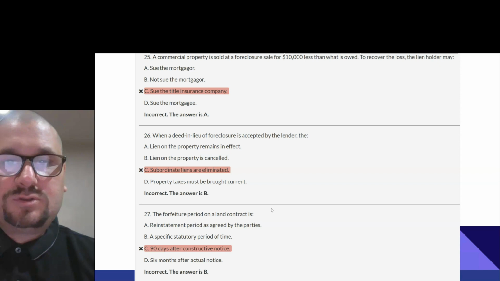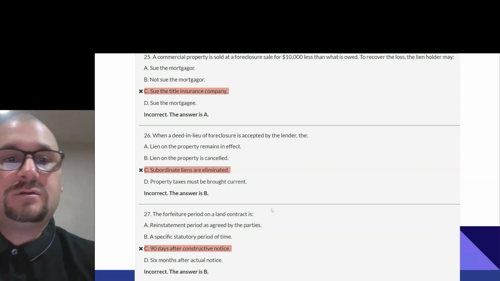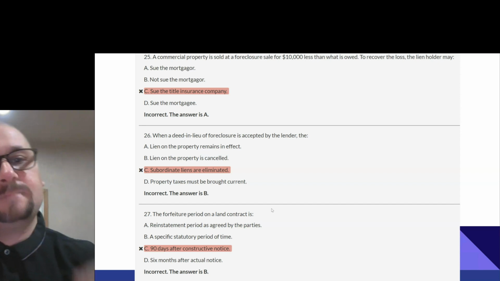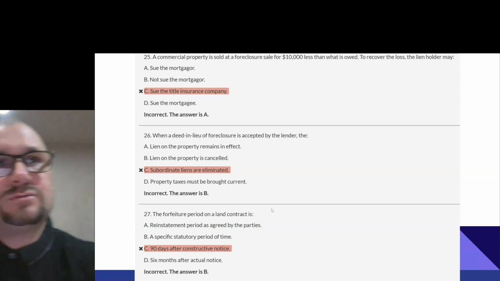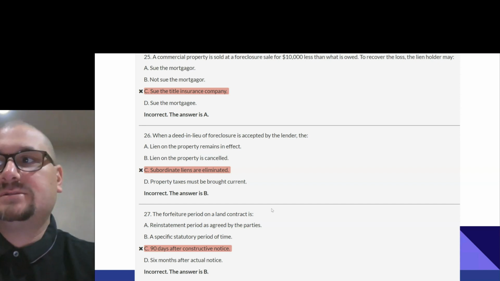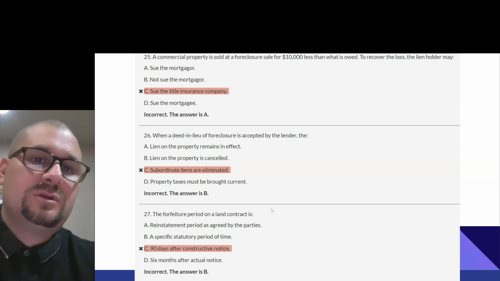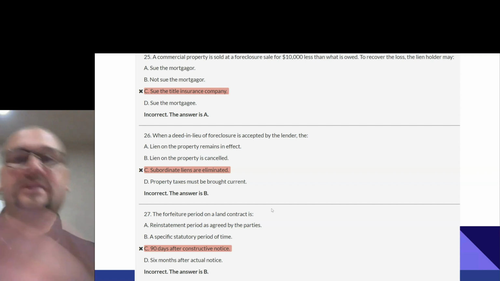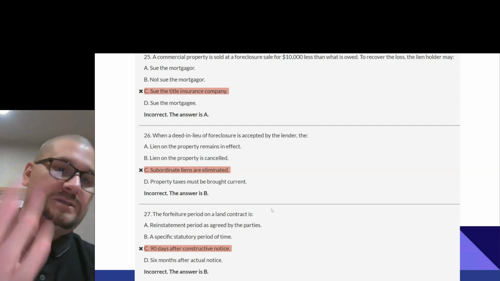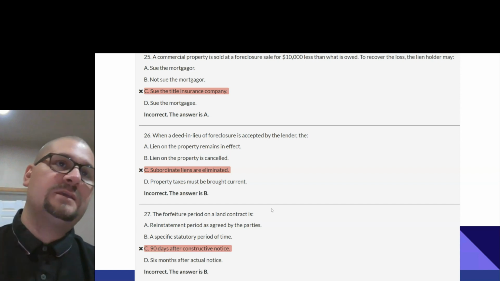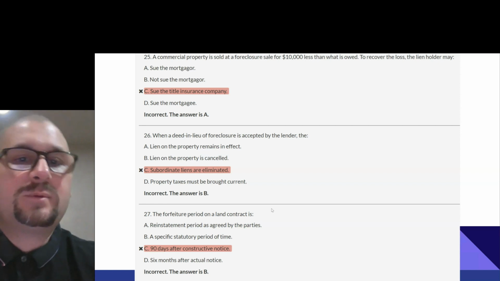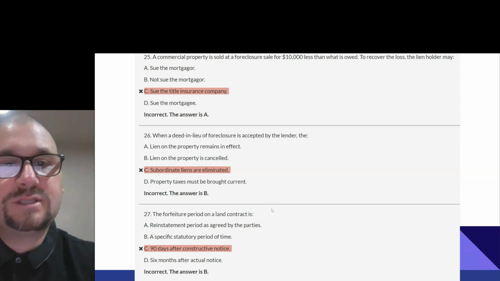When a deed in lieu of foreclosure is accepted by the lender, what happens? Bravo, the lien on the property is canceled. So you're going into foreclosure, but instead you give a deed in lieu of foreclosure, and the lender actually accepts it. So B says the lien on the property is canceled, so you have no more lien on it. A, lien on the property remains in effect? No. Subordinate liens are eliminated? No. Property taxes must be brought current? No.